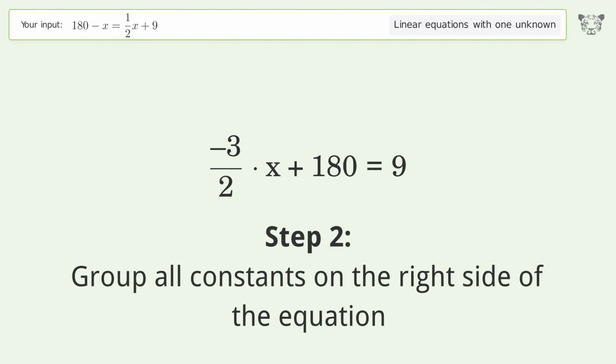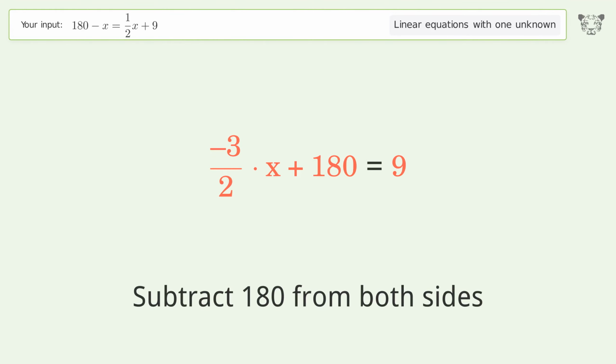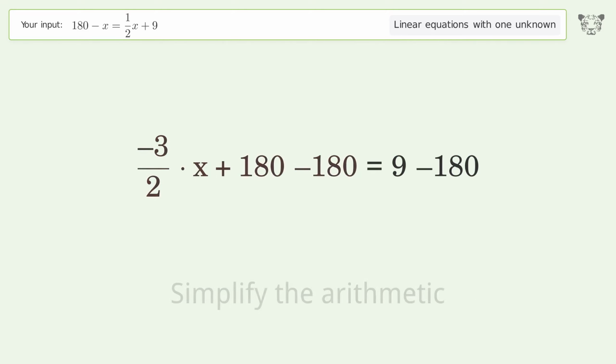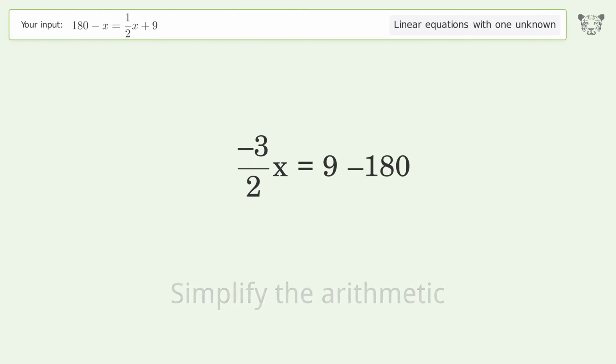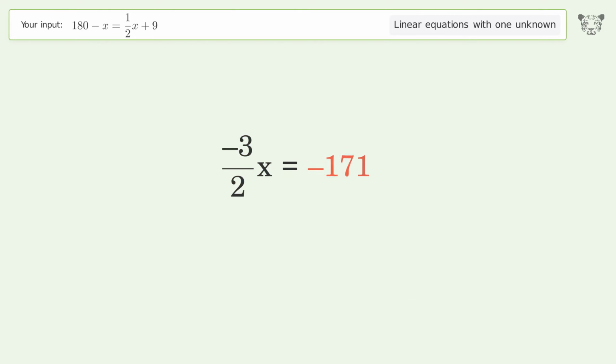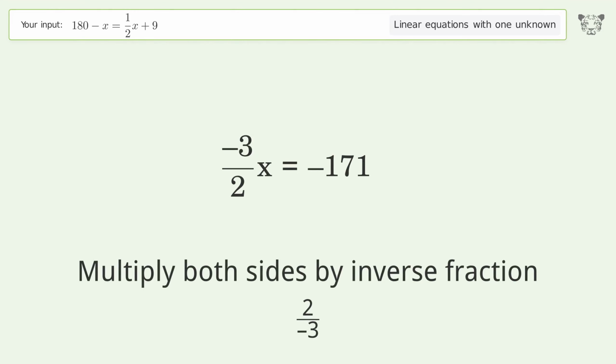Group all constants on the right side of the equation. Subtract 180 from both sides. Simplify the arithmetic. Isolate the x. Multiply both sides by inverse fraction 2 over -3.